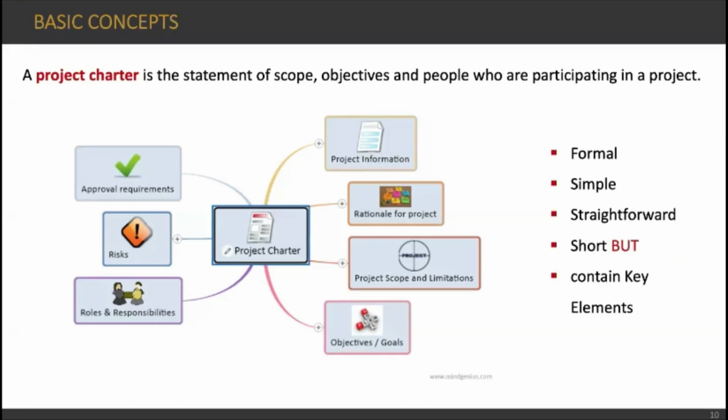It should be simple, straightforward, short, but also it should contain key elements. And these key elements include the project information, rationale for the project, scope, and if there are any limitations for your project, those limitations, the project objectives and goals, the participants and their roles and responsibilities, possible risks. At the beginning, it is really useful to identify the possible risks that you may encounter, and approval requirements.